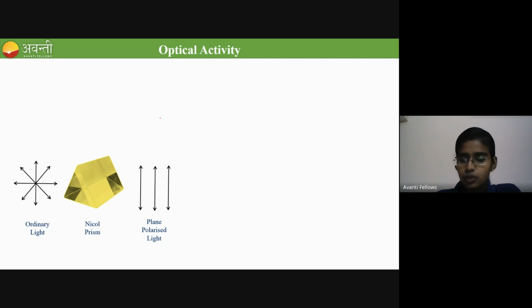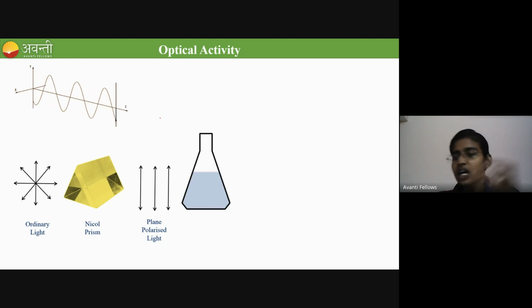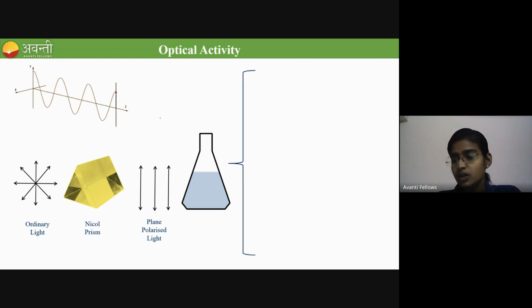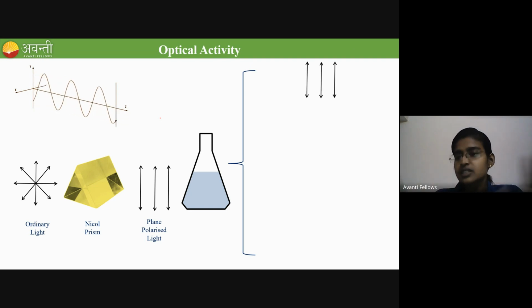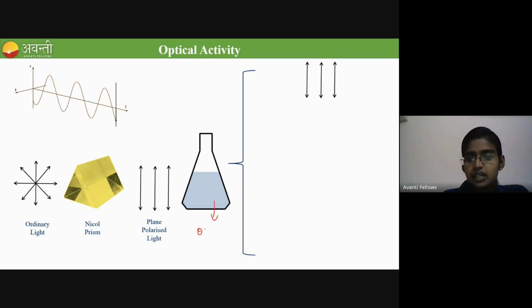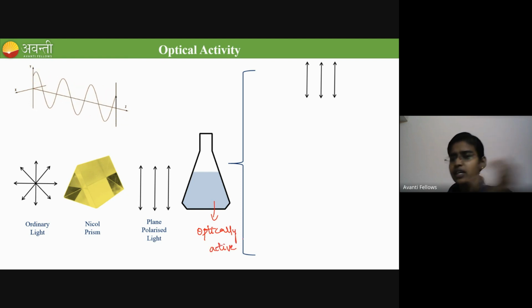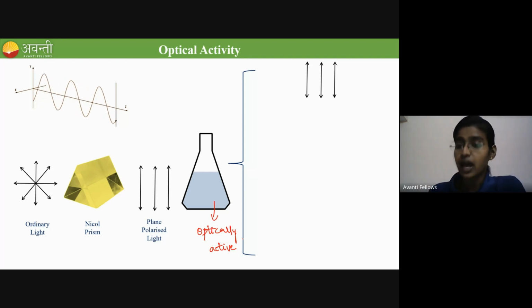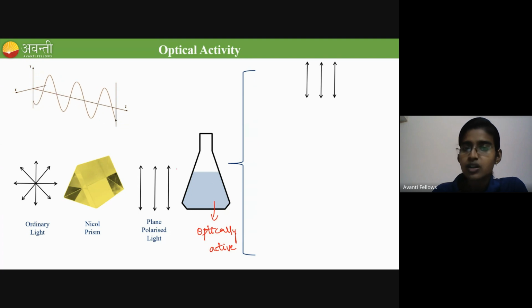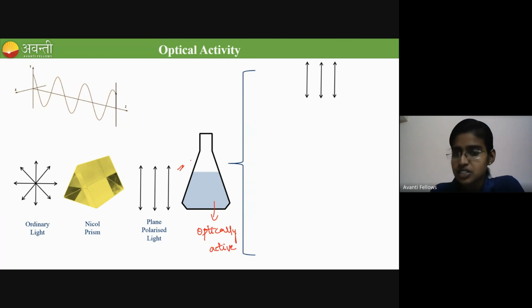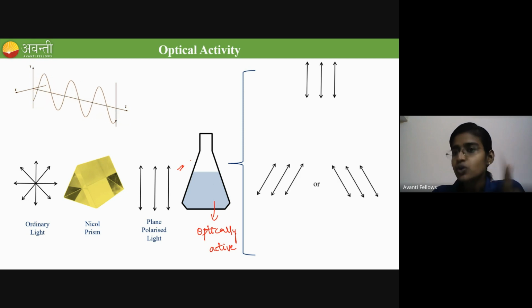Now you can see this plane polarized light is giving light only in one direction. You can see the waves passing through that particular direction. Now, if I pass this plane polarized light through a solution, let me take this solution as an optically active solution. If the compound is optically active, then this compound will rotate the plane polarized light in two different directions. If a compound is optically active, that compound will rotate the plane polarized light in two different directions.